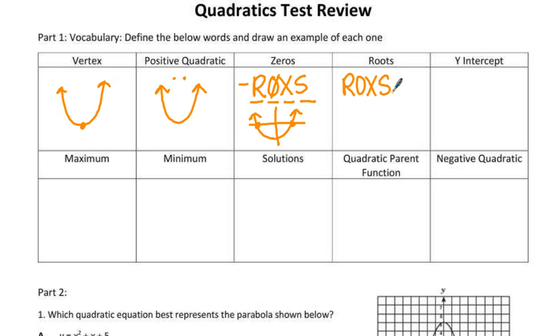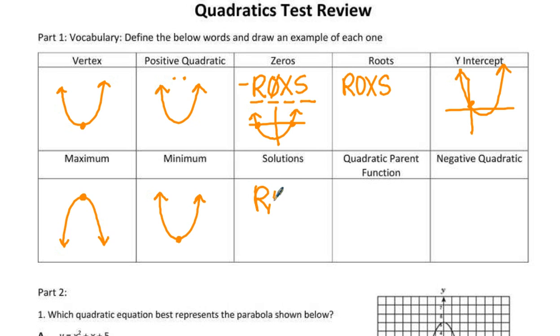The y-intercept, well, this is actually where a graph crosses the y-axis, okay? So we might have something where he intersects our y-axis, like right there. Our maximum, this comes on our graphs that are negative. It's the highest point. It's also a way that we describe our vertex. The minimum, this only comes on positive parabolas. And again, it's our vertex or the lowest point.